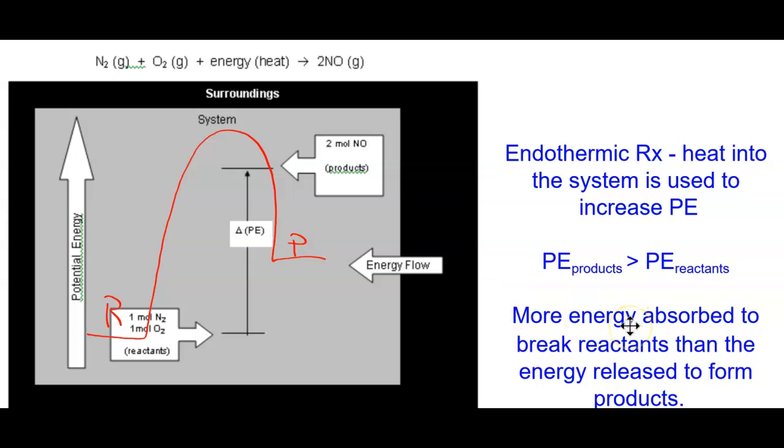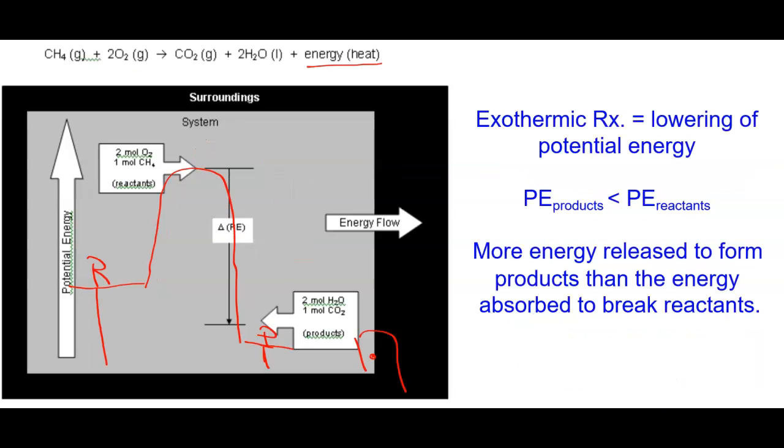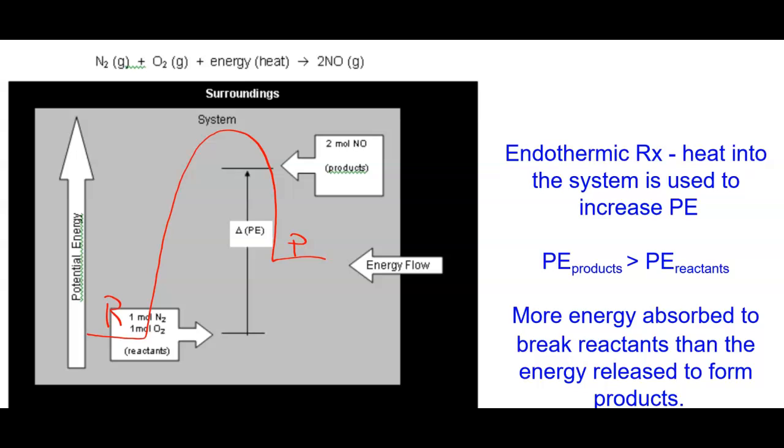And then the final thing for your bullet is more energy absorbed to break reactants than the energy released to form products. So it takes more energy to break reactants here, where when we look back at an exothermic reaction, it takes more energy to form products. So those 3 bullets you put in your energy diagram. We'll look at energy diagrams in a lot more detail coming up in a few weeks, or maybe days, whatever.